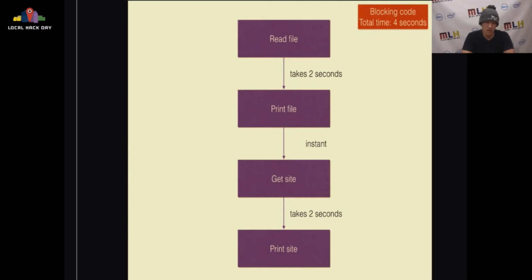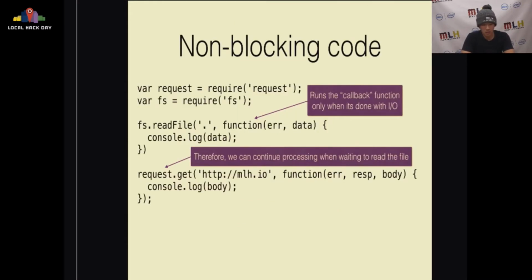So Node.js brings in parallelism here. Instead, what we do is we read the file in here. And when we're done reading the file, we can print out what we read from the file. But at the same time, we don't need to really block on it. So we also do request.get for the site and print out the body of the site when it's done.